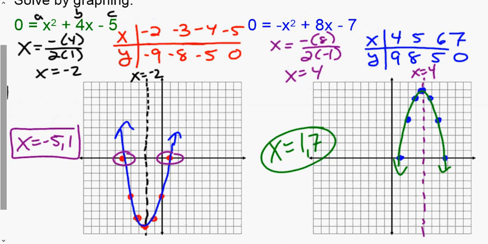Again, this was in standard form, so you did x equals negative b over 2a to find your axis of symmetry. We plugged it in, used our calculator to get the table. 4, 5, 6, 7. Again, you could have gone 4, 3, 2, 1 if you wanted and gone that way to make your XY table. You graph it and you go, where does it cross? Well, it crossed right there and right there. Those points are at 1 and 7.